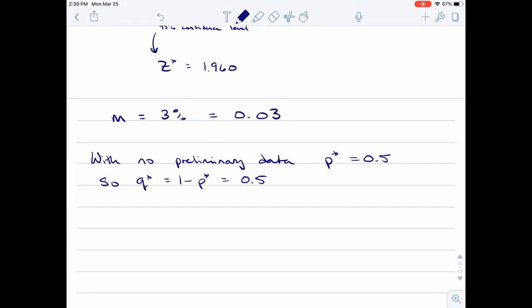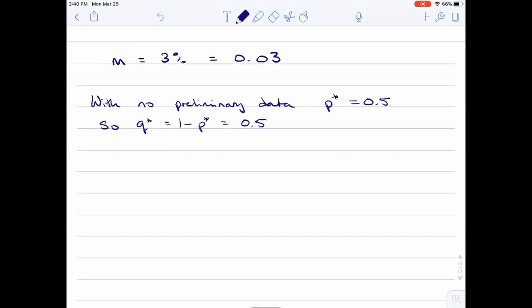When we're answering this question, do you want us to write that out? No, because it'll say assume or use the previous question as your preliminary data, or it'll just have no preliminary data. So then you can just say P star equals whatever.